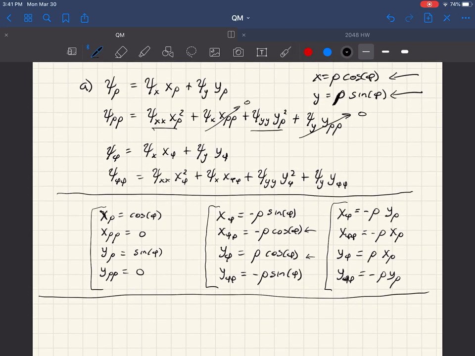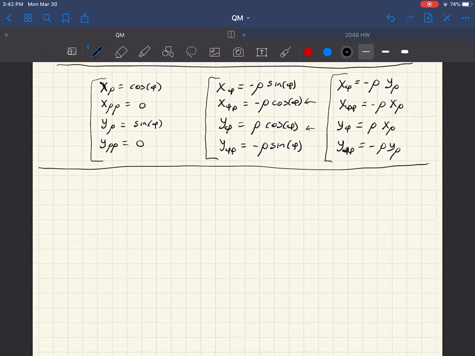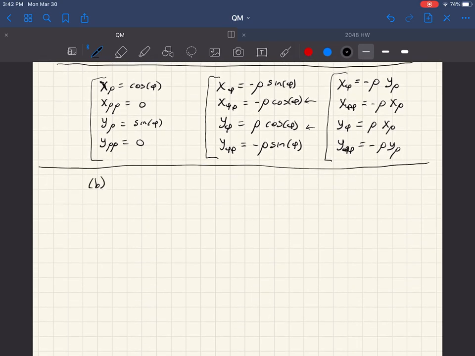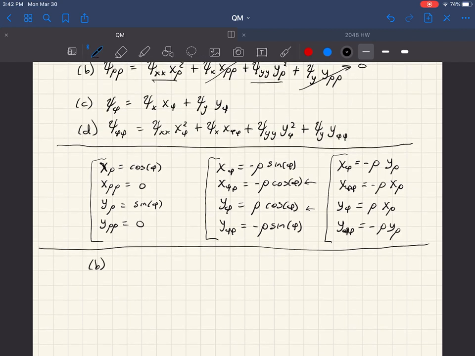Okay, so let's work with this one. Maybe we can label these. I started to label them, but let's label them: A, B, C, and D. So let's go with B first. So B is equal to, and that is actually a rho, not a phi.